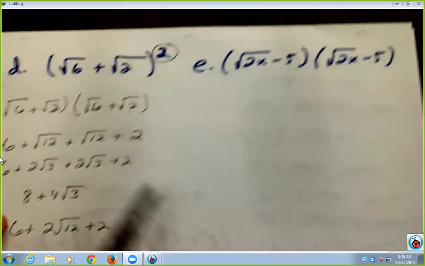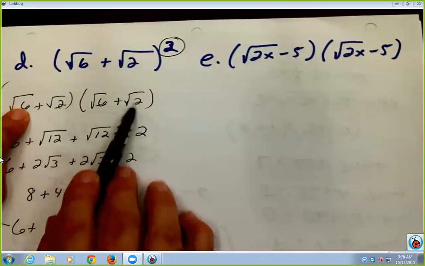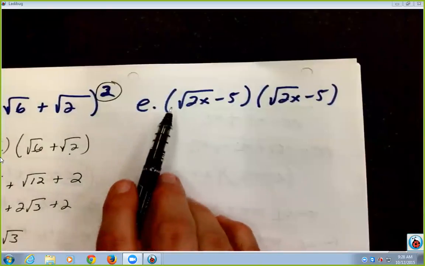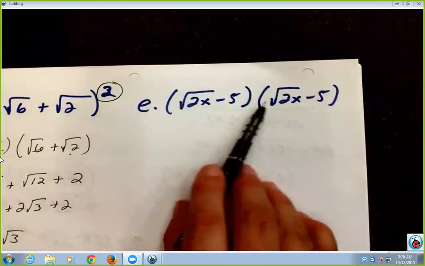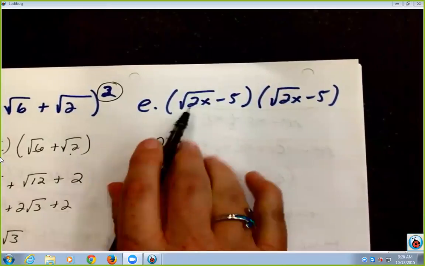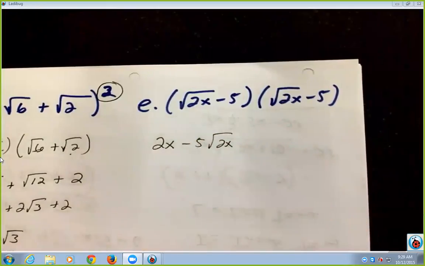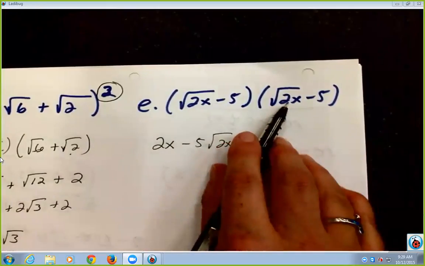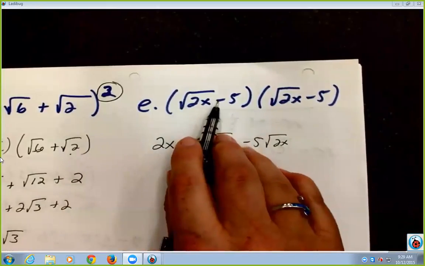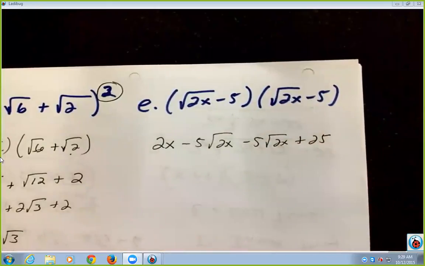Let's go to this guy and see what happens with that one. So again, the reason we multiplied the 6 and the 2 is because they did not match each other. So we multiplied the stuff underneath there. So what happens with this one? Square root of 2x times the square root of 2x is 2x. Square root of 2x times the negative 5 is negative 5 square root of 2x. Negative 5 times square root of 2x is another negative 5 square root of 2x. And last, negative 5 times a negative 5 is a plus 25.